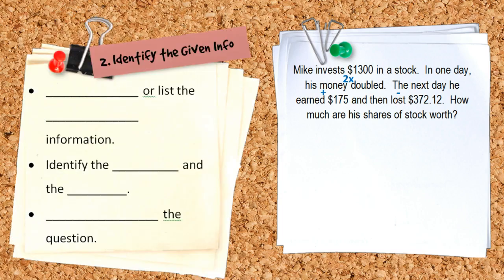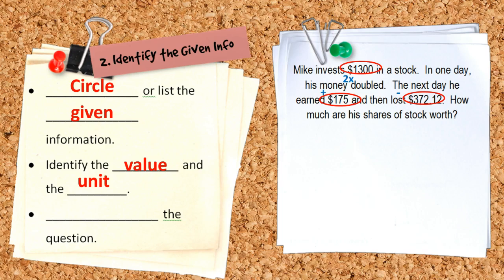Step 2, we're going to identify the given information. Circle or list the given information. So this is the step a lot of students jump to. Let's find the values that are important. So I have $1,300. I'm going to double that amount. The next day I'm going to earn 175, so I already decided that I'm going to add 175. Then I'm going to lose $372.12, so I'm going to subtract that $372.12. Identify the value and the unit. All of these have the same exact unit. Money, money, money, dollars. So I need to make sure that my answer relates back to this unit.